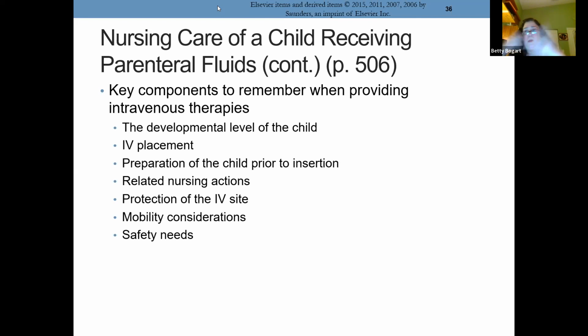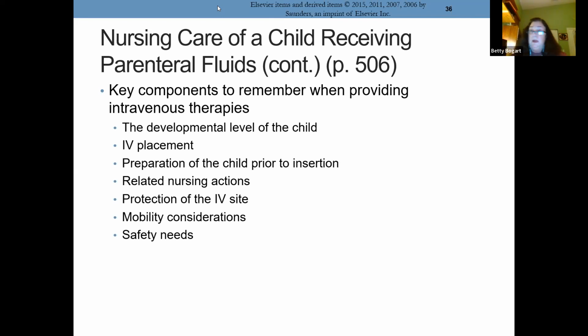Just don't cover it up with tape like crazy. You can't. You still got to look at it, right? Older kids sucking their thumb, I'm not going to put an IV in the hand with the finger where they suck, right? I'll use the other hand. Things to think about.